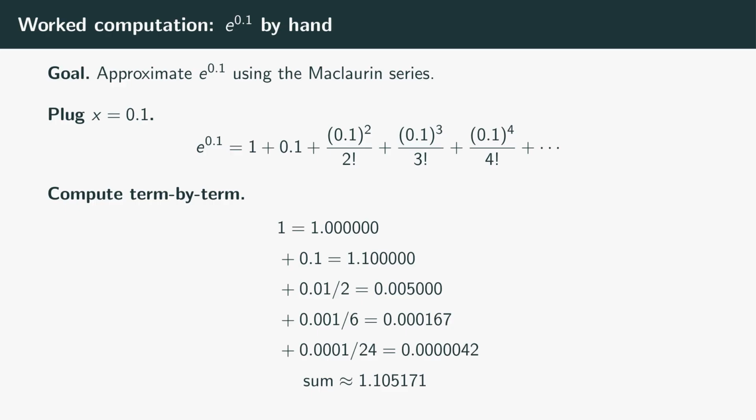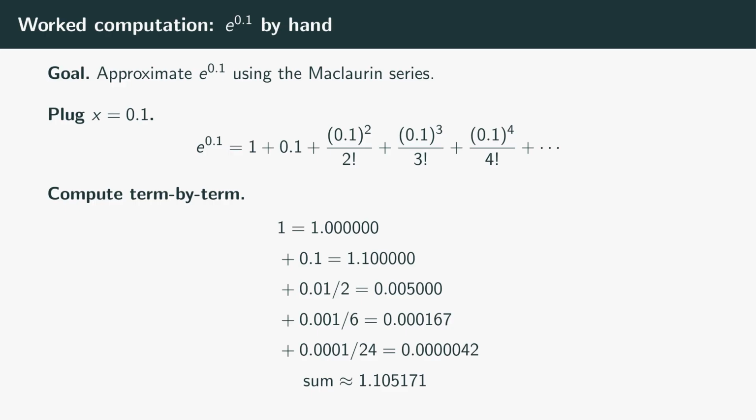Add up the first 5 terms. 1 plus 0.1 plus 0.005 plus 0.000167 plus 0.000042, which is about 1.105171. Done. By hand. No calculator needed for any of the arithmetic.